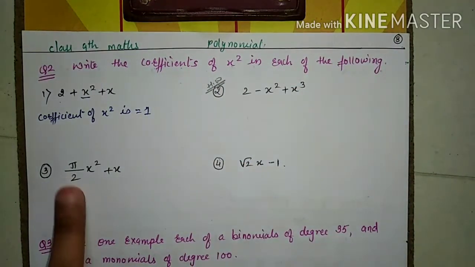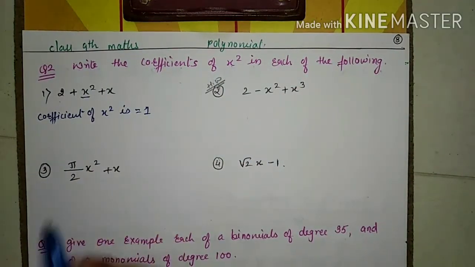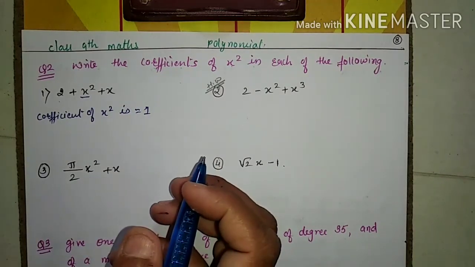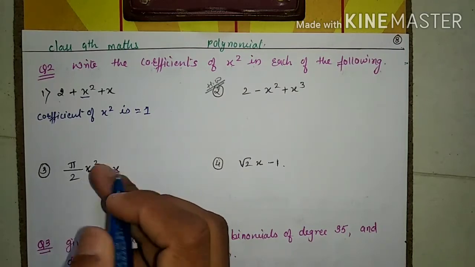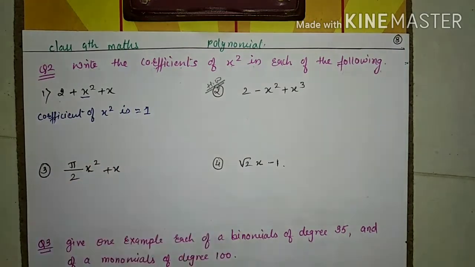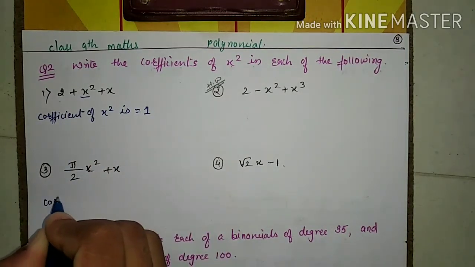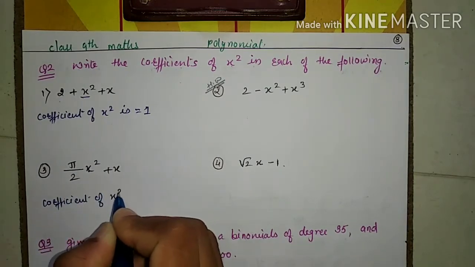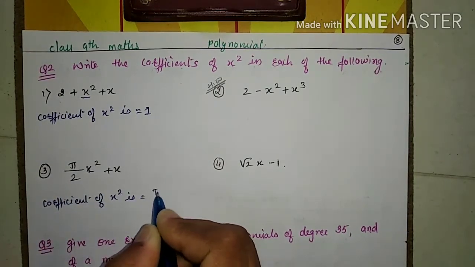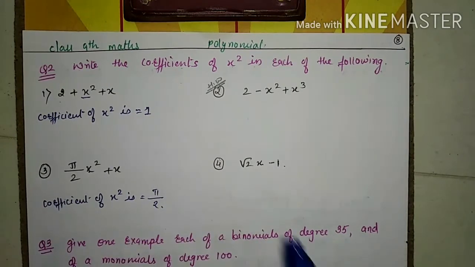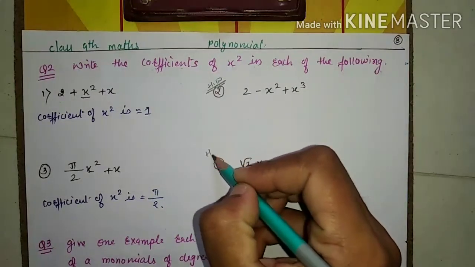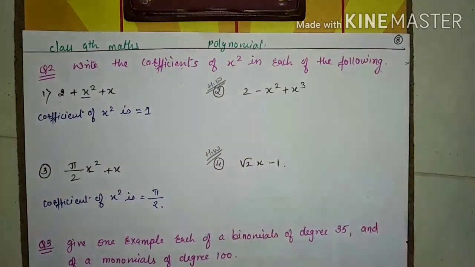Third question, pi by 2 x square plus x. See, x square is the coefficient I have to check. I don't want to check the x. I don't want to check the x cube. I have to check only x square. X square has what? Pi by 2. So the coefficient of x square is what? Pi by 2. This question I am giving as homework. Try to solve. I will give you the solution in the next video, but try.